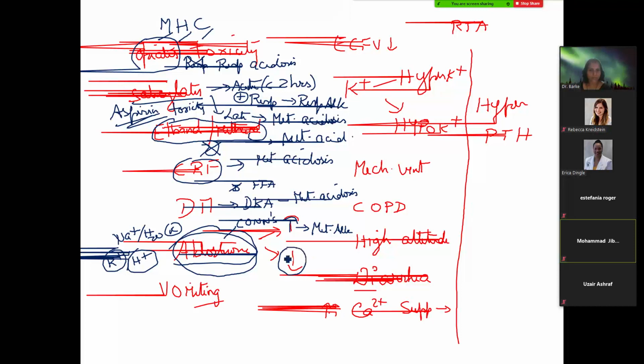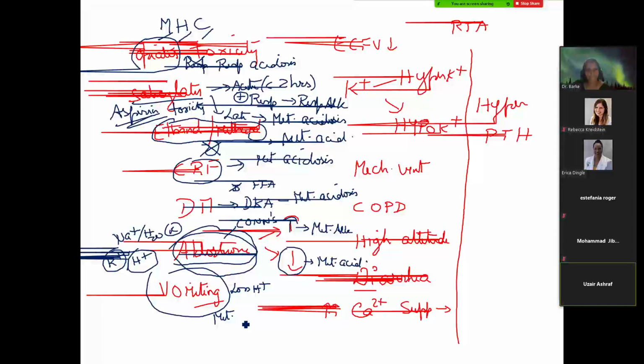If aldosterone is less, say in Addison's, H+ is not excreted, so what will that give rise to? Metabolic acidosis. Vomiting. From the top, what do we lose? Acid. Good. There's loss of H+. So what will that give rise to? Metabolic alkalosis.